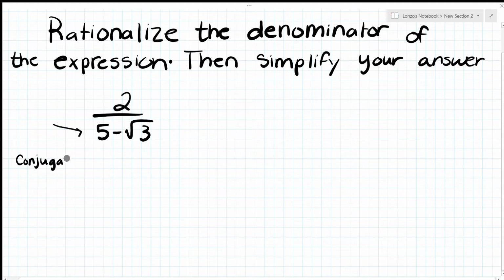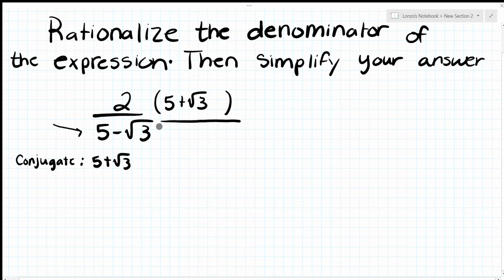So what do you think the conjugate of that would be? 5 minus square root of 3. The conjugate is always the opposite sign, so the opposite sign would be positive. Our conjugate would be 5 plus square root of 3, right? So my next step is to multiply top and bottom by the conjugate: the top by 5 plus square root of 3, and also the bottom by 5 plus square root of 3.